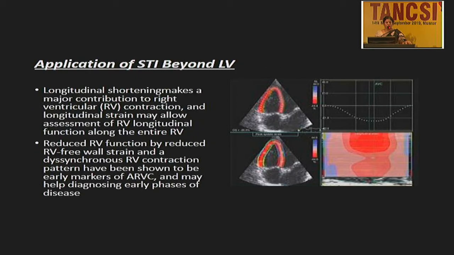The areas where the longitudinal strain can be applied beyond the LV are the RV, particularly in pulmonary hypertension, arrhythmogenic right ventricular dysplasia, and pulmonary embolism. We saw that yesterday, and also in the left atrial strain.